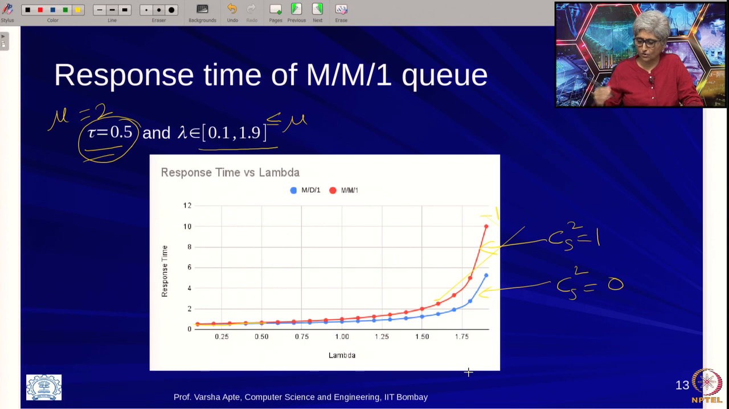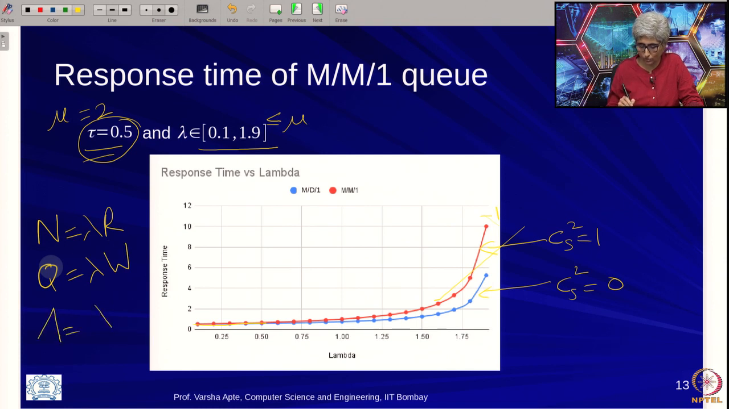Okay. So, we will do some more examples and exercises in your practice problems, this is the basic story of the response time. Once you have response time, those formulae N equal to lambda R, and Q is equal to lambda W. Especially for the MM1 queue, since we know that the throughput is equal to arrival rate, from these two formulae you can get N and Q. Okay.